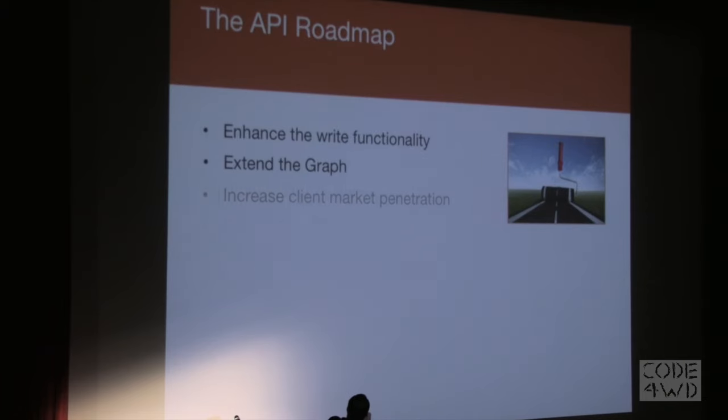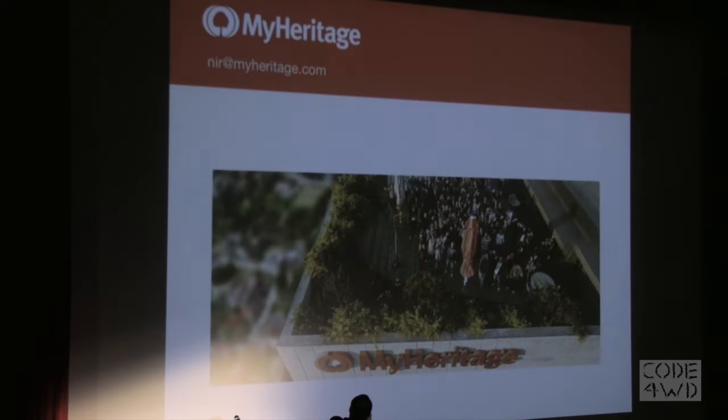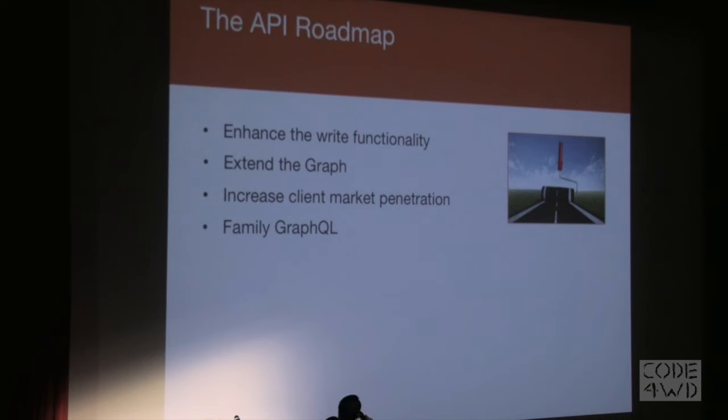In terms of our roadmap, I'm going to go through this very, very quickly. We're enhancing the write functionality for the API. Not all the objects in the system provide write functionality, but most of them do, and we want to add more. We want to extend the graph and add more and more objects based on our MVPs. We also want to add more partners and more clients that will use the system.